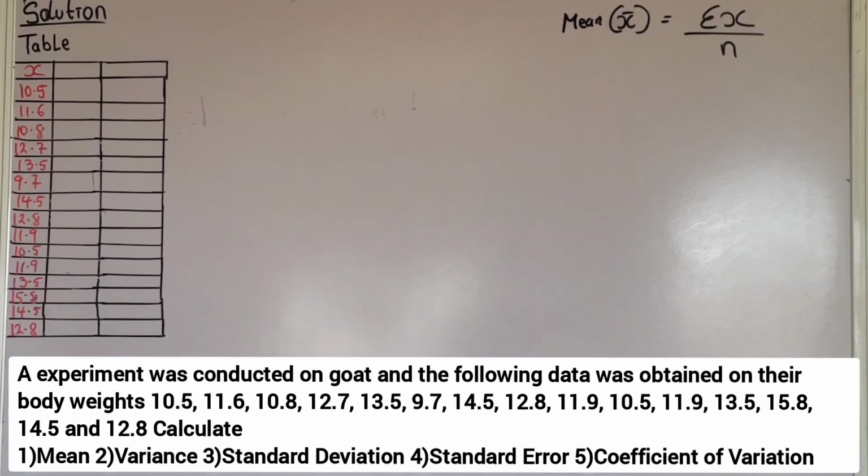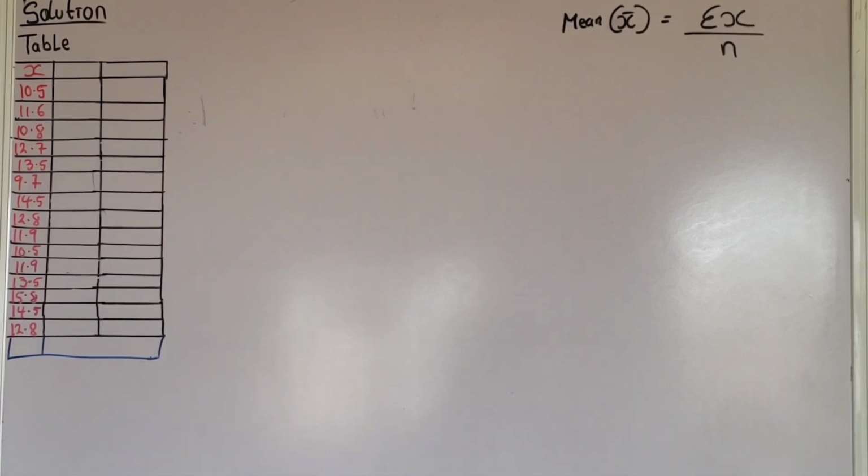So if you want to calculate the mean, we have to sum all the values of x. That means I'm going to have 10.5 plus 11.6 plus 10.8 plus 12.7 plus 13.5 plus 9.7 plus 14.5 plus 12.8 plus 11.9 plus 10.5 plus 11.9 plus 13.5 plus 15.8 plus 14.5 plus 12.8. That will give us 187. That is the summation of all the values of x that we have.